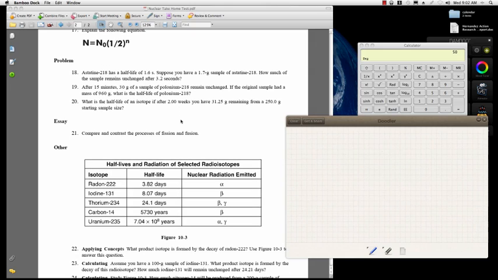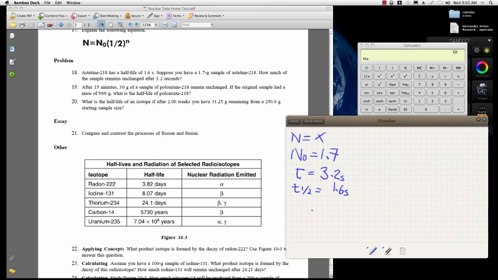All right, number 18 on the problem solving. We have this problem. Once again, this one's asking straightforward: how much of a sample remains after 3.2 seconds? I like to label everything. So we're looking for N. N is our X. We're given our N0, which is 1.7 grams. We're given T, which I believe is 3.2 seconds. And the half-life for this element is equal to 1.6 seconds.